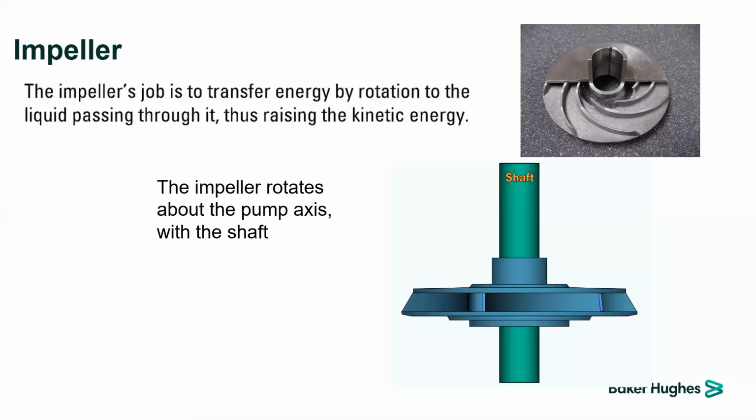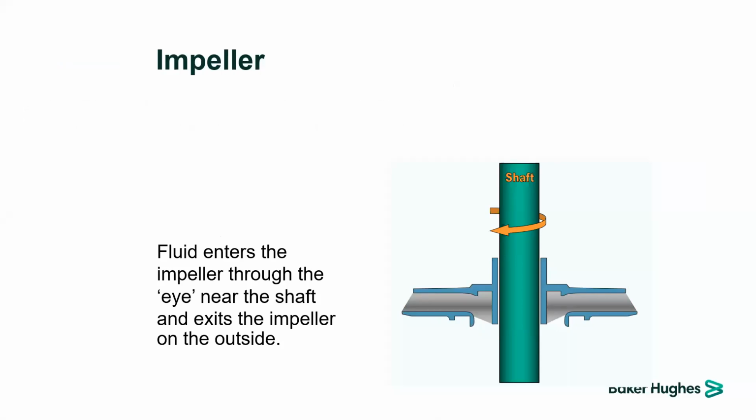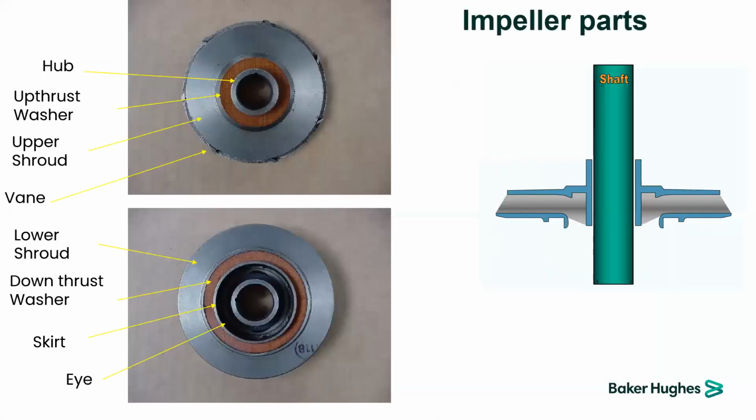The fluid goes into the impeller through the eye near the shaft end, as explained on the schematic on the right hand side. So the fluid goes from the bottom inside the impeller through the eye and then goes to the next stage. On the left hand side you can find the real photo of the impeller and the parts and classification for each part of the impeller.